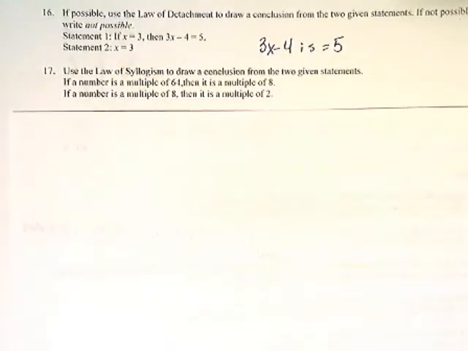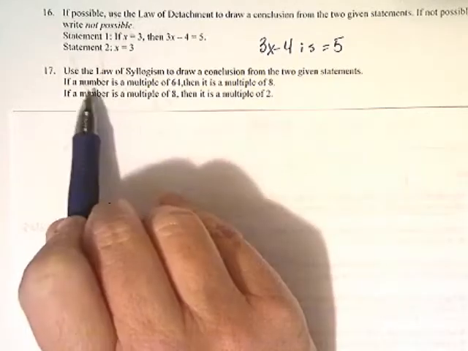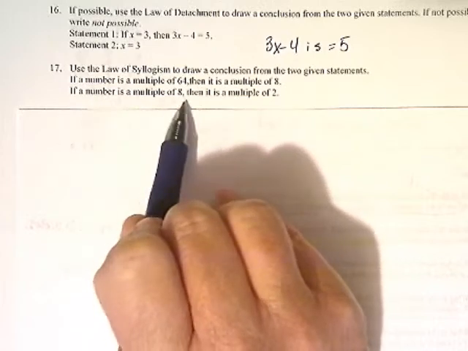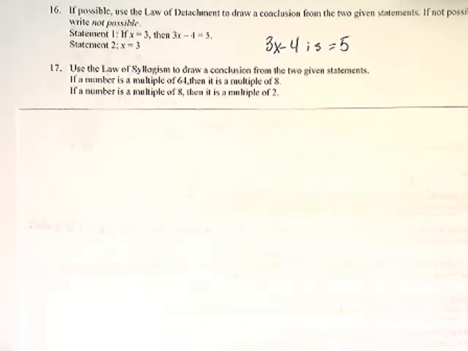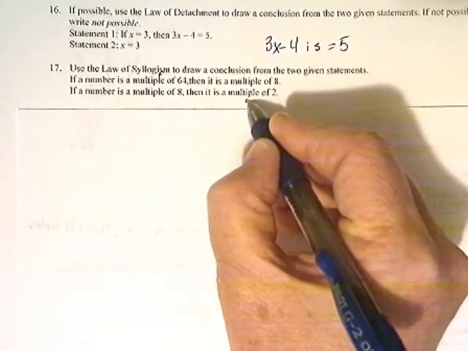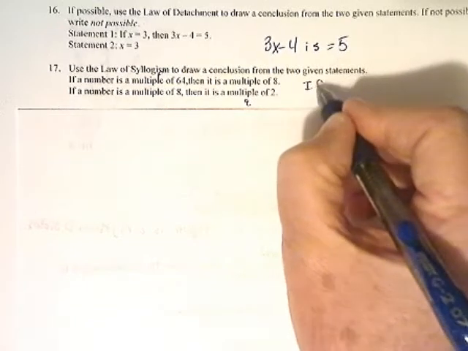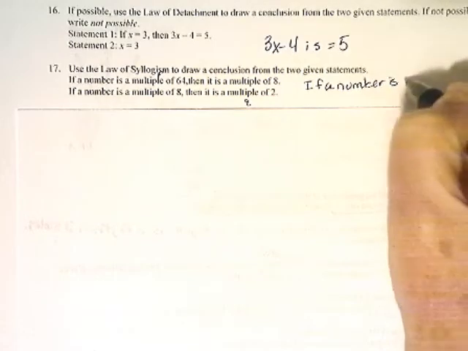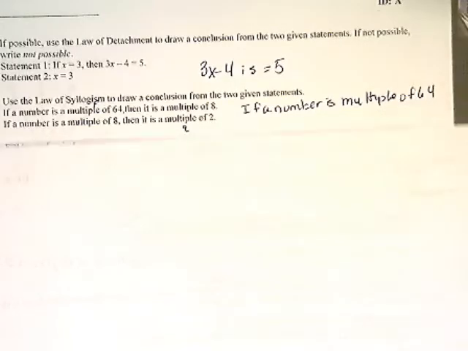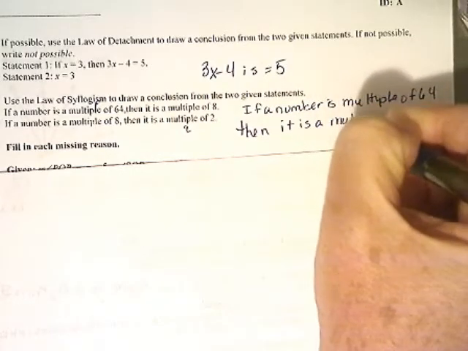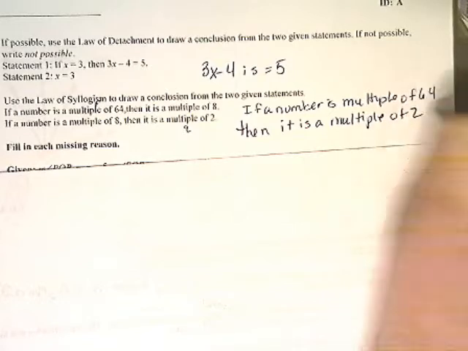17. Use the law of syllogism to draw a conclusion from these two given statements. If a number is a multiple of 64, then it is a multiple of 8. If a number is a multiple of 8, then it is a multiple of 2. So your conclusion would be to take the original hypothesis and the last conclusion and put them together. If a number is a multiple of 64, then it is a multiple of 2.